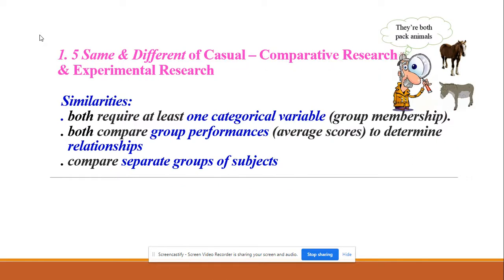Okay, so let's move to the last part of my presentation. That is the similarities and the differences between causal comparative research and experimental research. There are only three similarities. The first one, both require at least one categorical variable. The second similarity is both compare group performance to determine relationship. And the last similarity is they both compare separate groups of subjects.